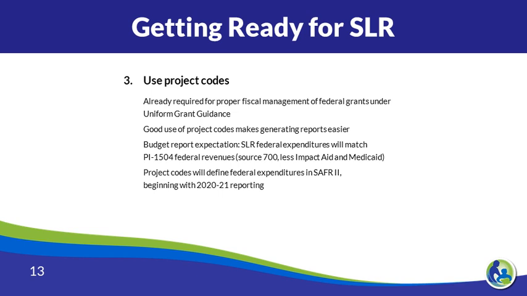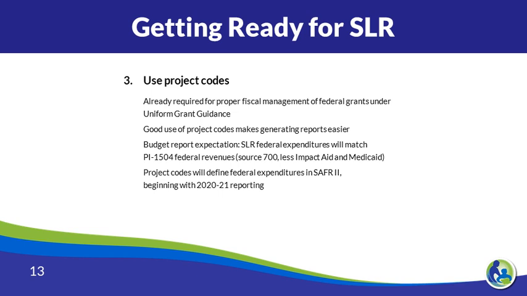Not only that, good use of project codes makes tracking expenditures and generating reports in your accounting system a lot easier. With the school-level budget report, our expectation is that the total of all federal expenditures will match the federal revenues on your PI 1504 budget report. That is, Source 700 revenue in your 10 and 20 funds, less federal impact aid and Medicaid, which we are not considering federal funding for school-level reporting.